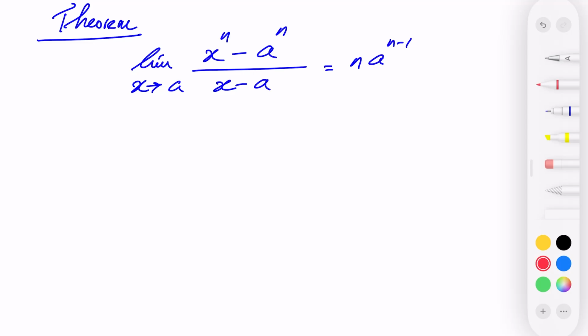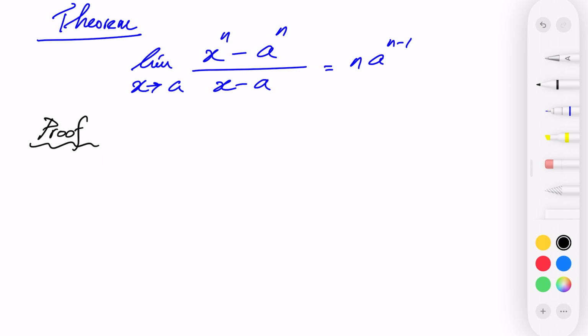During this discussion, I will show you how to prove the theorem: the limit as x approaches a of (x^n minus a^n) divided by (x minus a) equals n times a raised to the n minus first power. After discussing the proof of the theorem, I will also show you how to work two examples using this theorem. Alright, first we will look at the proof of the theorem.